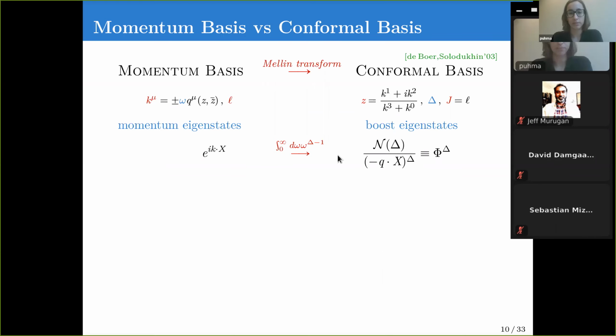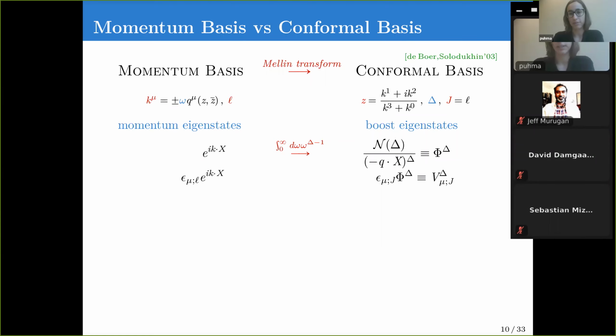Now, to be fully correct, I would have to make this Mellin integral convergent, and I would have to add a plus minus i epsilon prescription. Whether the particle is incoming or outgoing will correspond to whether I have a plus or a minus i epsilon sitting here. But this is not relevant for the purpose of this talk, so I'm going to omit this subtlety here.